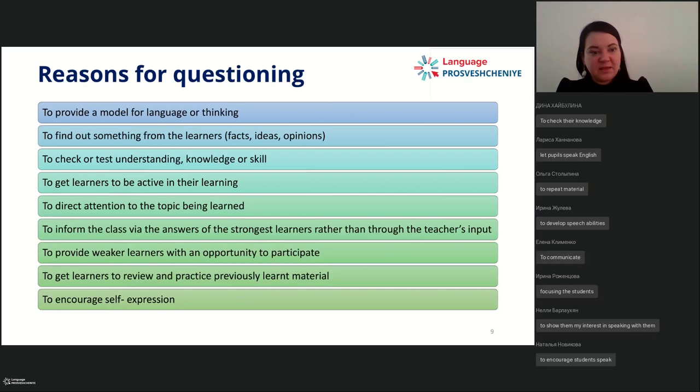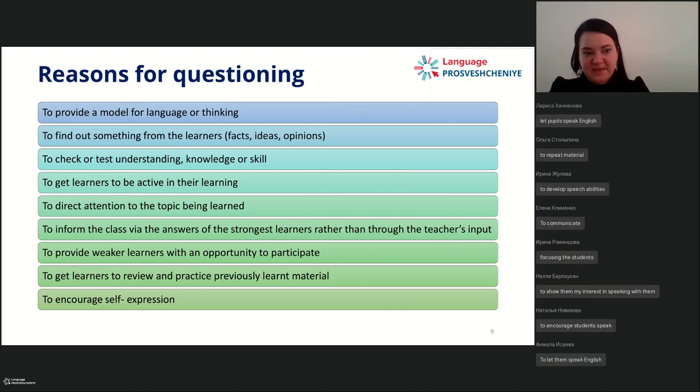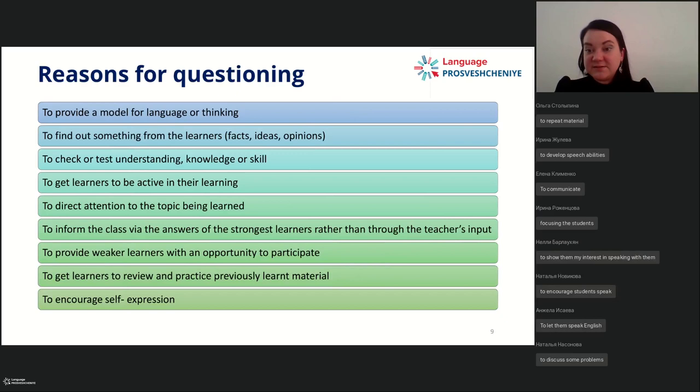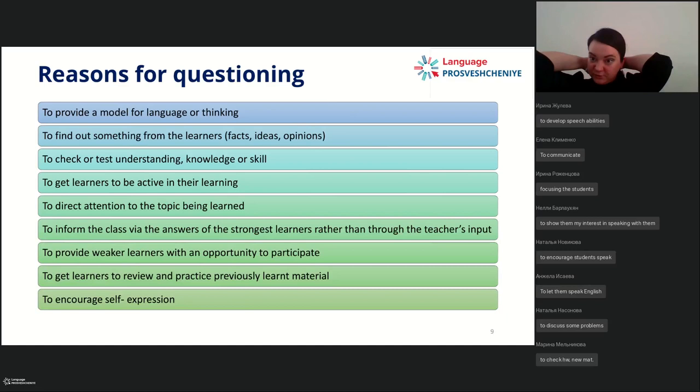To provide weaker learners with an opportunity to participate, to get learners to review and practice previously learned material, and to encourage self-expression. As for the answers, I do not have on my slide. Several of you have written to let them speak English, in other words, to provide speaking situations for them, to do some discussion tasks, to check their previous knowledge, to stimulate the schemata, for example, right?